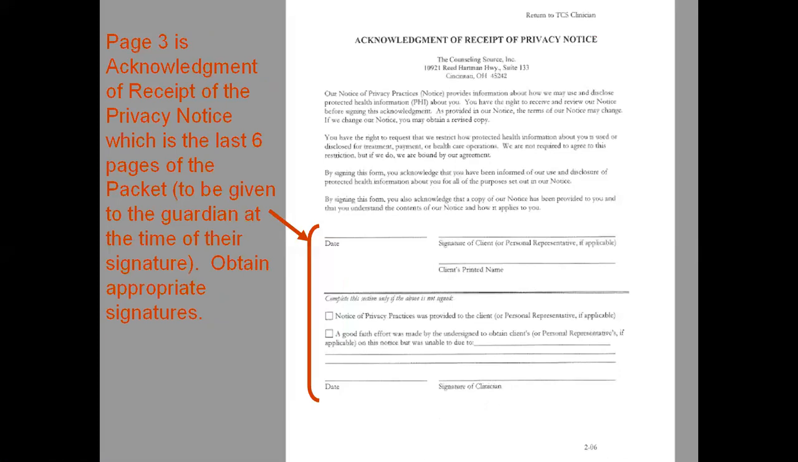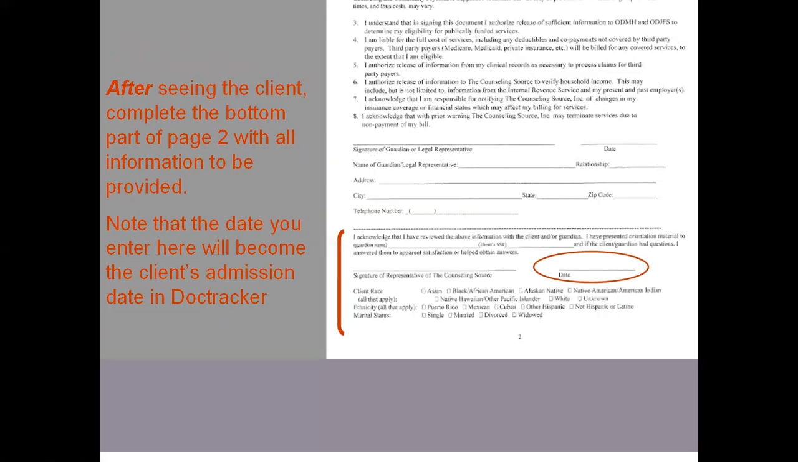Page 3 is the acknowledgement of receipt of the privacy notice, which is the last 6 pages of the packet. And that packet of privacy notices is to be given to the guardian at the time of their signature. And then you will obtain the appropriate signatures as indicated on the screen. After seeing the client, complete the bottom part of page 2 with all information to be provided. Note that the date you enter here will become the client's admission date in DocTracker and should be the date that you actually saw the client for assessment.